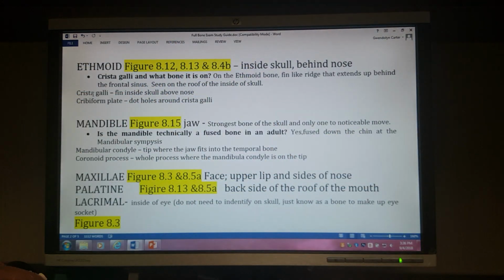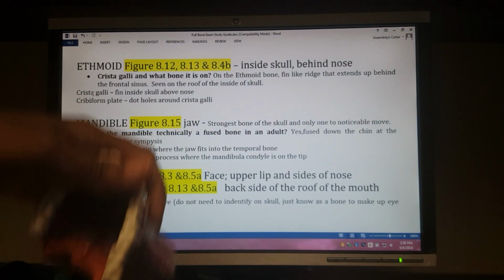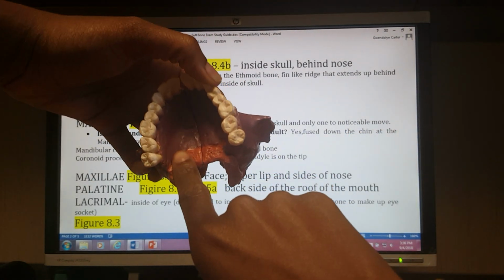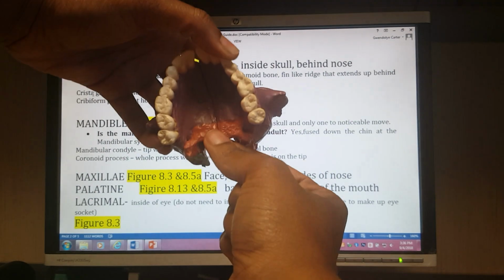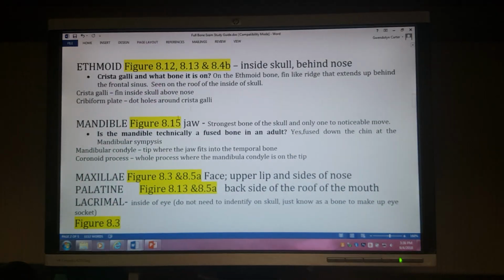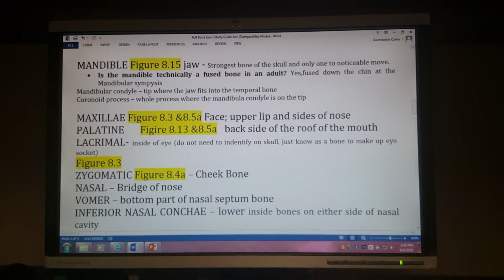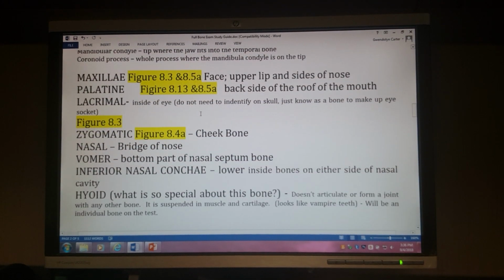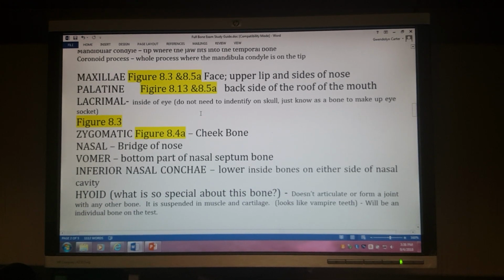All right. Palatine bone, back side of the roof of the mouth. So that's this kind of orangey red color back here. So the back part or more posterior part of the roof of the mouth. Okay, other bones, you have the palatine and lacrimal. Those are your eye socket bones. You don't actually have to be able to identify them on the skull.